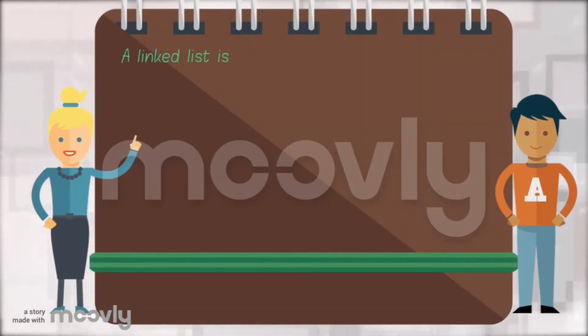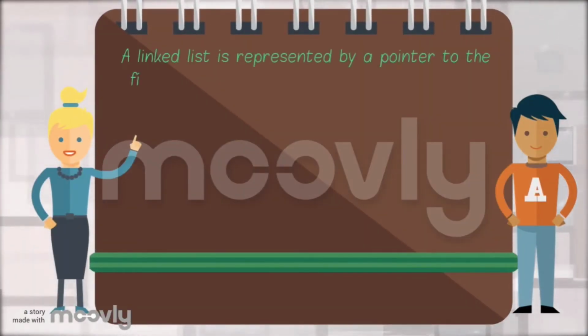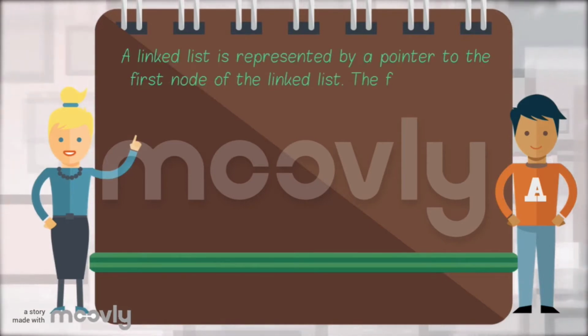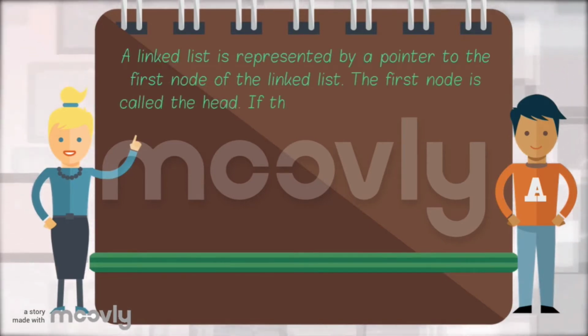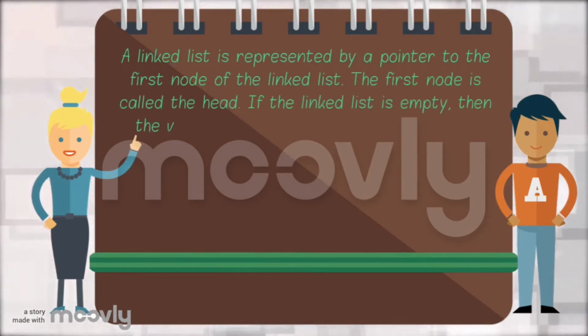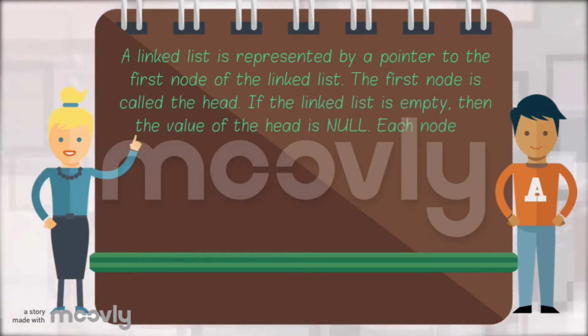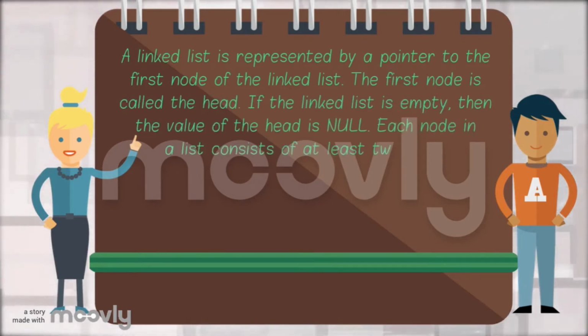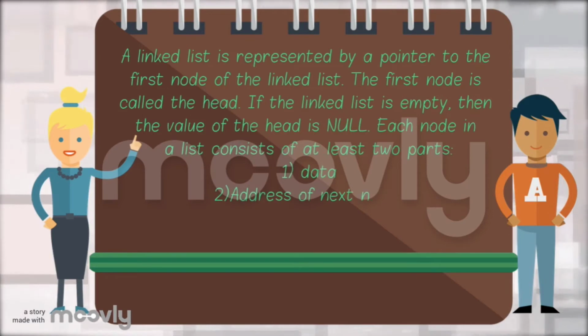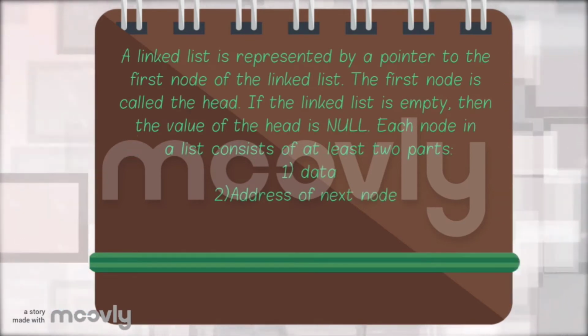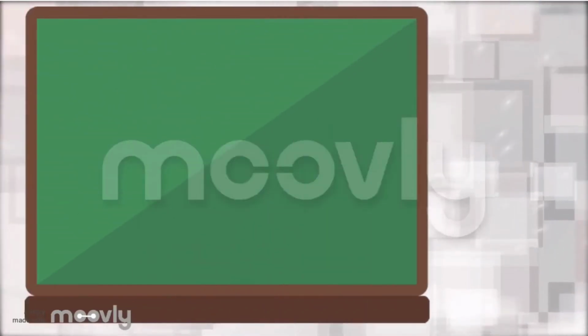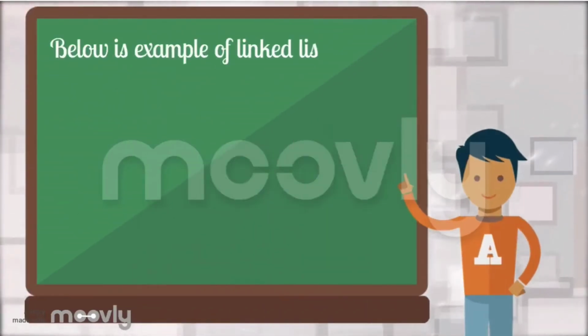A linked list is represented by a pointer to the first node of the linked list. The first node is called the head. If the linked list is empty, then the value of the head is null. Each node in a list consists of at least two parts: a, data; b, address of the next node. Below is an example of a linked list with integer data.